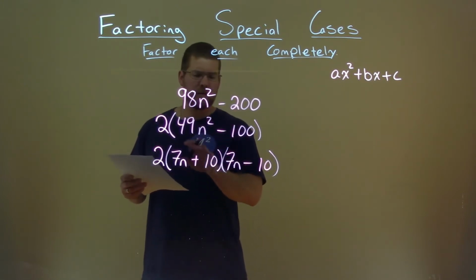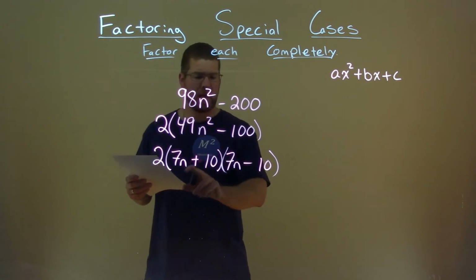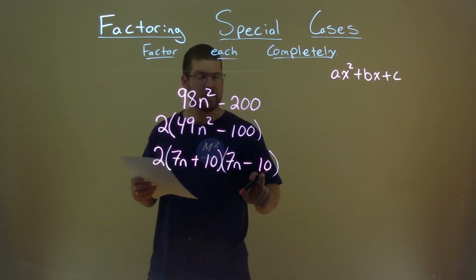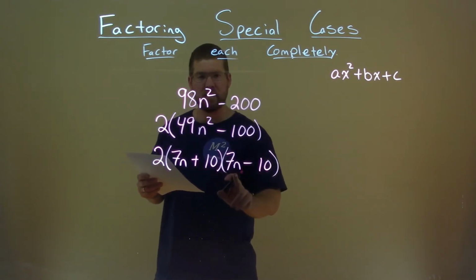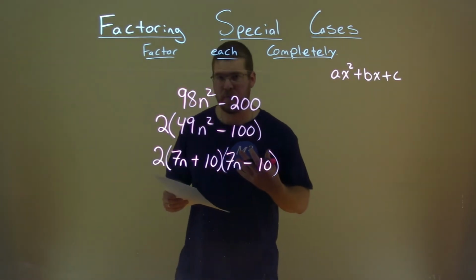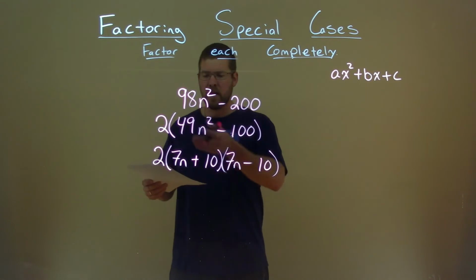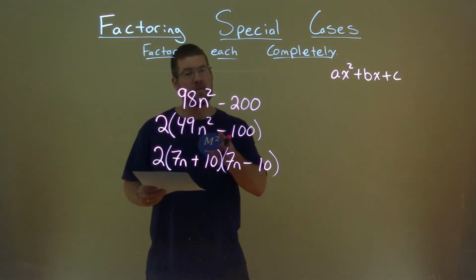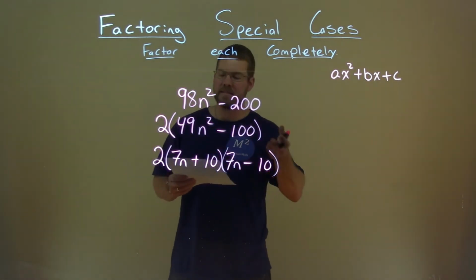Well, this is where this becomes kind of nice. 7n times a negative 10 is a negative 70n. 10 times 7n is a positive 70n. Add them together, it becomes 0. So now we have our final answer here: 2 times 7n plus 10 times 7n minus 10.